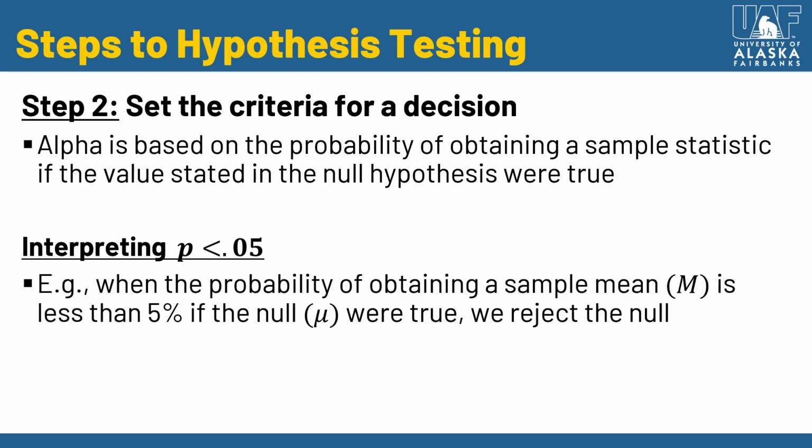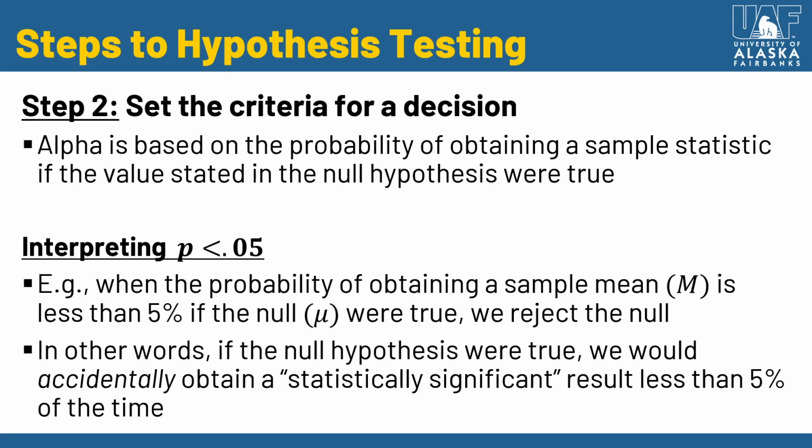So for example, if we're talking about sample means, when the probability of obtaining a sample mean is less than 5% if the null were true, then we reject the null hypothesis, right? We haven't gotten to step 3 where we make these decisions, but our two decisions to preface those are to reject the null or retain the null. Or you can flip that on its head and think we're accepting the alternative hypothesis or rejecting the alternative hypothesis, or basically accepting the alternative or accepting the null.